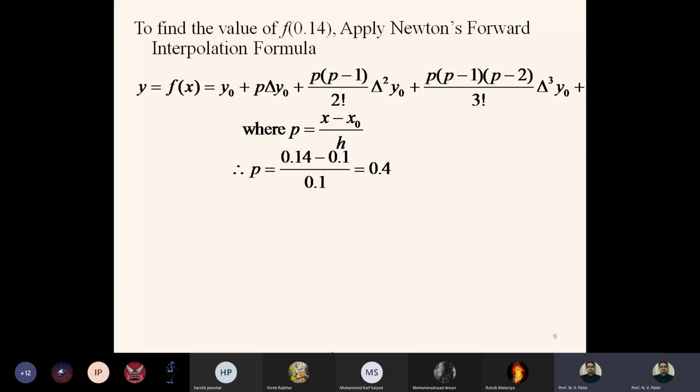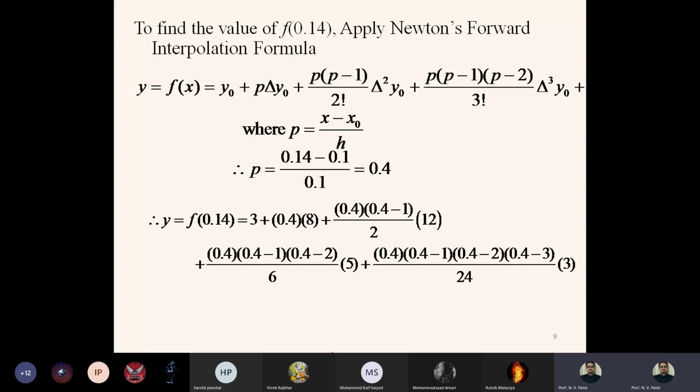Now from the table, write down all these values of y0, delta y0, delta square y0, delta cube y0 and so on. That value p, that is 0.4, write it everywhere in the formula. Here we are getting some value for delta 4, so that 4 factorial term, p into p minus 1, p minus 2, p minus 3 upon 4 factorial into delta raised to 4 y0, will also be needed, so we will write that 4 factorial term, that is 24, here as well.